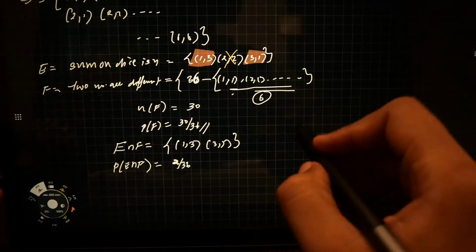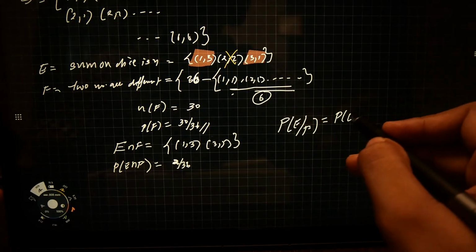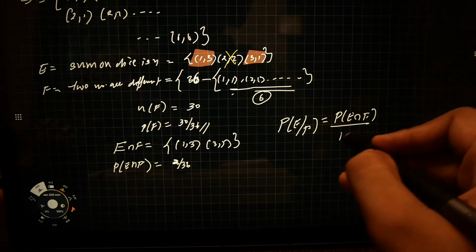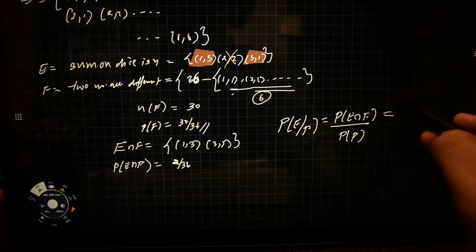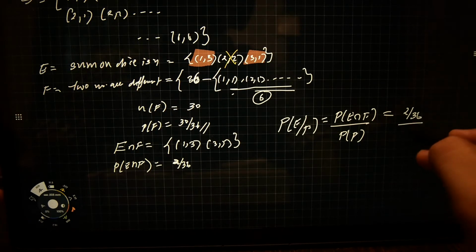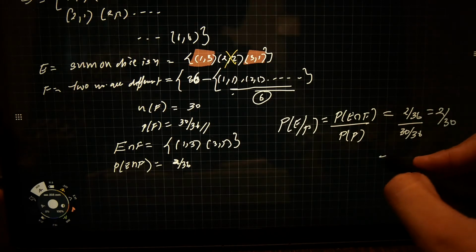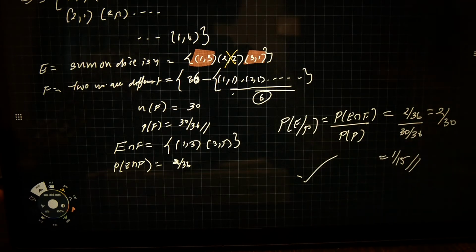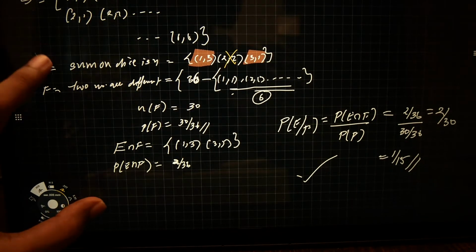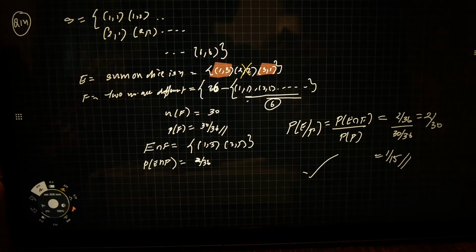Now P of E given F will be P of E intersection F divided by P of F. P of E intersection F is 2 by 36, divided by 30 by 36, so your answer will be 2 by 30 or 1 by 15. Done. Is the question clear? Yes.